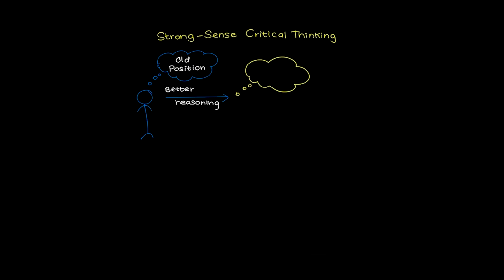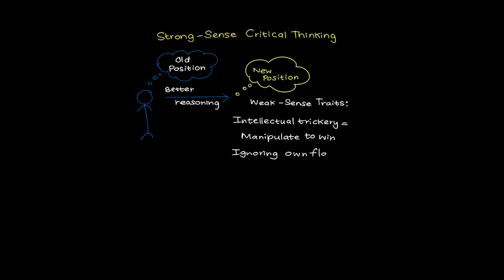Using intellectual trickery characterizes weak sense thinking, where you manipulate to win. Ignoring flaws in your own thinking is also weak sense behavior. Lacking fair-mindedness describes weak sense critical thinkers. But this analyst showed openness to opposing evidence.